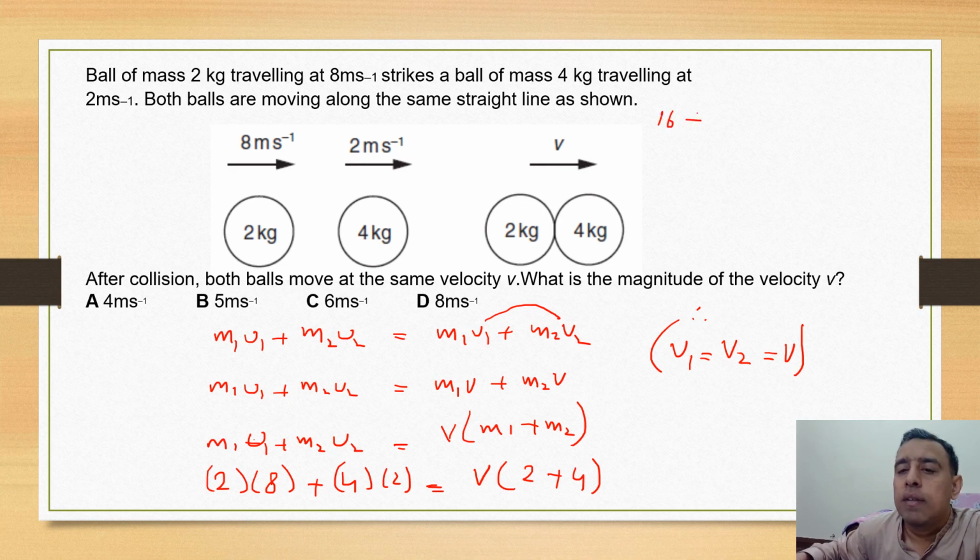16 plus 8 divided by 6. So the answer is 4 meters per second. Option A is correct.